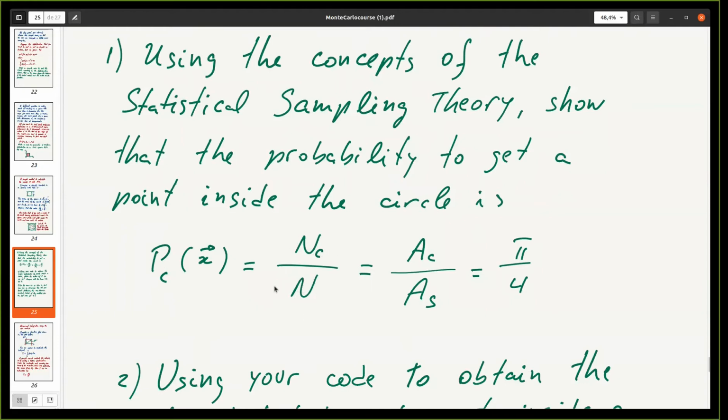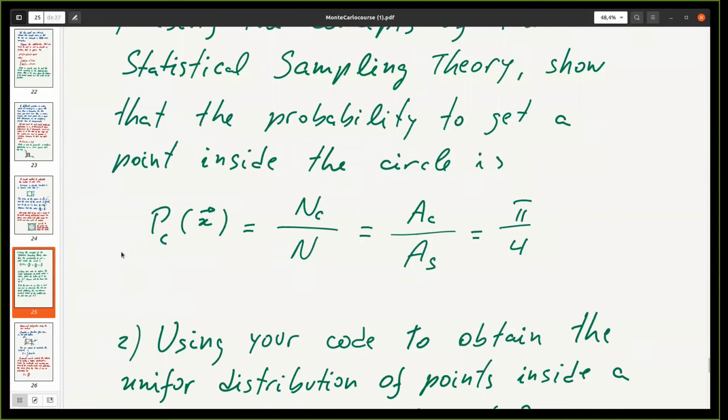This is just the basic concept of frequency in probability theory. So you have to show that this ratio is equal to the ratio between the area of the circle and the area of the square. And this, as we saw, is pi divided by 4. So to do this, you have to use the concepts of statistical sampling that we saw in the second class. So this is one activity for you.